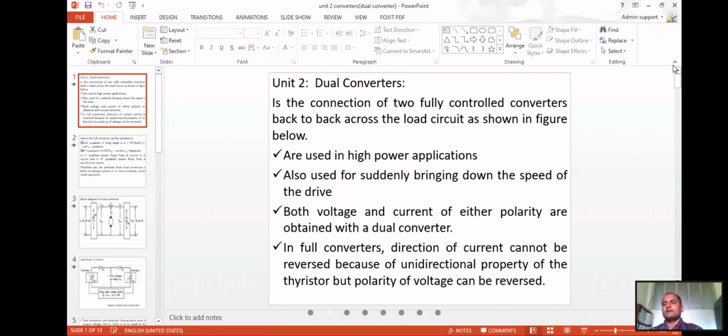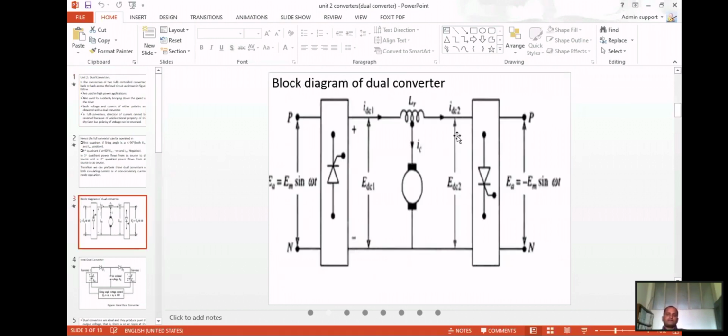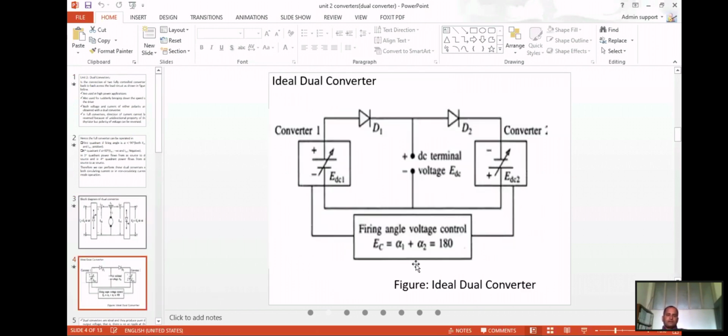Now when you talk about dual converters, these converters are used because you get a pure DC at the output. You are using two converters, that's why the name itself is dual converters. Two converters are used and you will get a pure DC. There will be no pulsating AC waves. So two fully controlled converters are connected back to back across the load circuit.